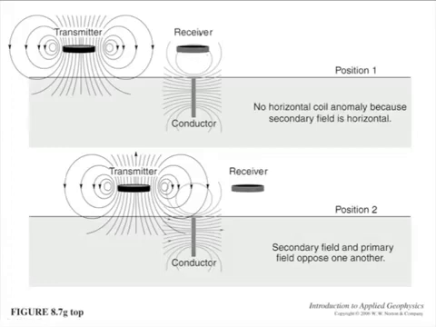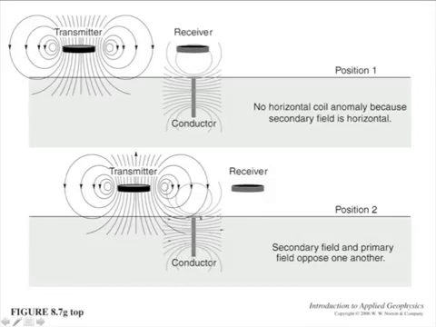So there are no lines of force cutting down through the loop, and so it doesn't cause the receiver any voltage. So there's no anomaly on the horizontal coil. Of course, if you reorient the coil to vertical, you would see an anomaly over the conductor. All right, so then we move on, and the conductor is in between the transmitter and the receiver.